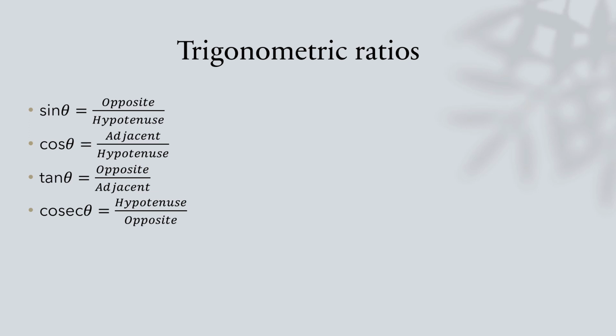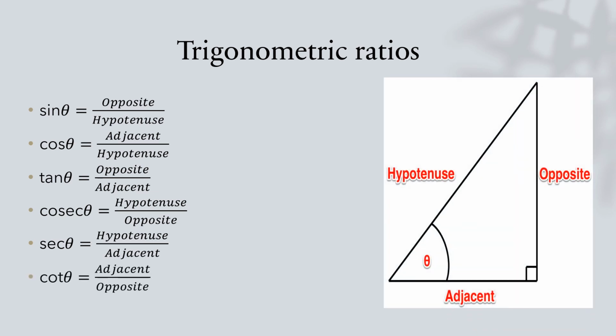So cosec theta is hypotenuse by the opposite side. Then we have sec theta, which is hypotenuse by adjacent, and then we have cot theta, which is adjacent by the opposite side. So you can refer to that diagram of a right angle triangle, and with reference to that we can see what each of these sine, cos, tan, cosec, sec, and cot theta represents.